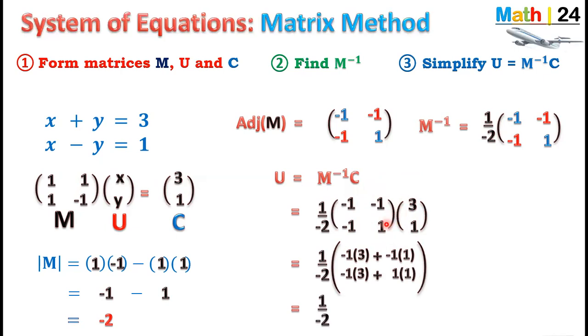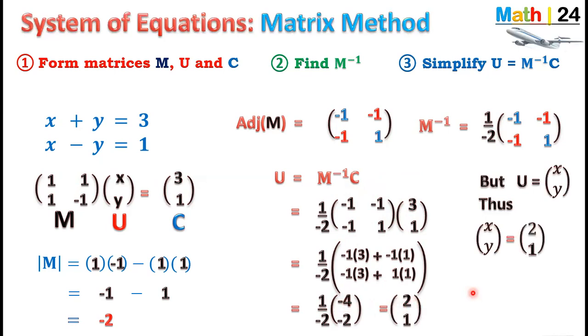So this gives us minus a half into -4 and -2. So multiply each of these entries by minus a half. That will give us 2 and 1. So the values of x and y are 2 and 1 respectively. We have solved this in the previous example, so you can equally see that the answer is the same.